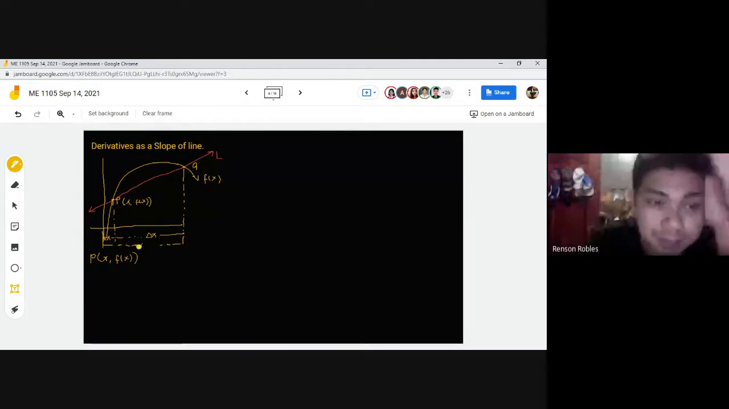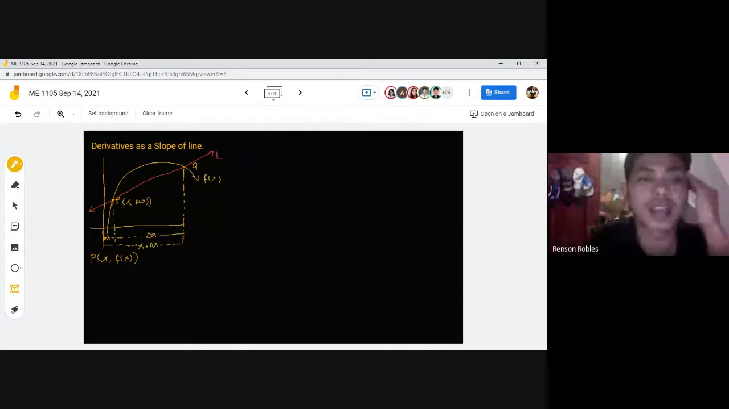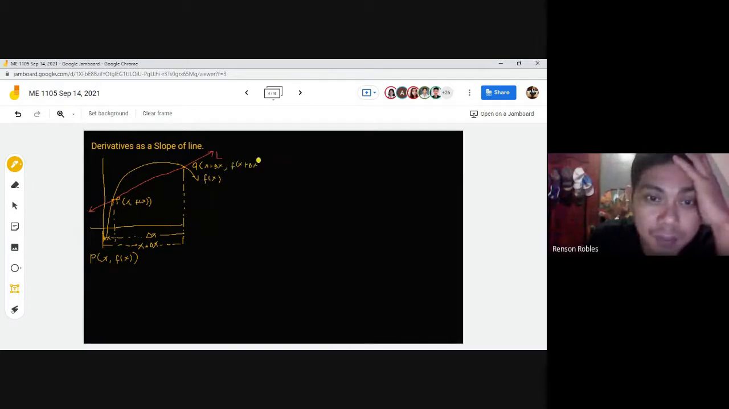X plus delta x. Now, point Q is x plus delta x away from the y-axis. So where is point Q, or what is the coordinate of point Q? That is x plus delta x, f of x plus delta x. So you now have point Q: x plus delta x, f of x plus delta x.